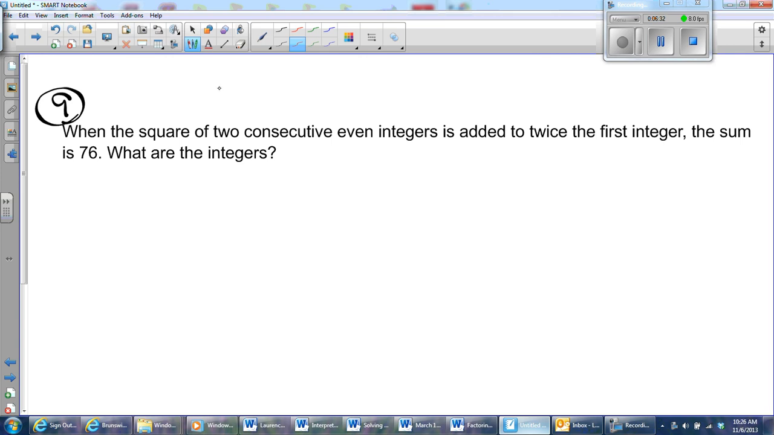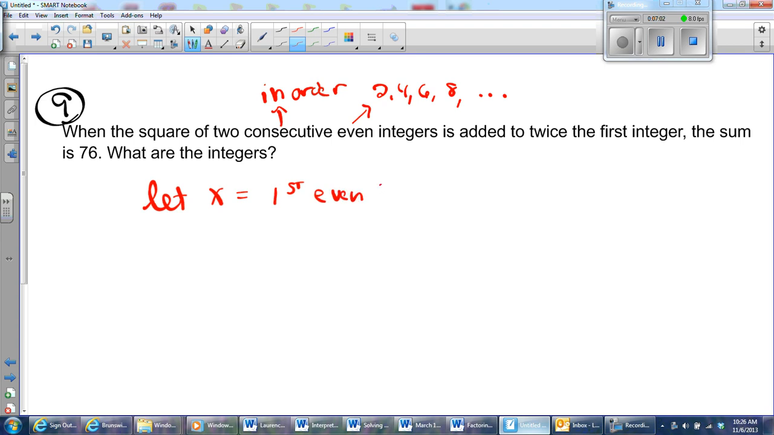Okay, problem number 9. When the square of 2 consecutive integers, first of all, what does consecutive mean? It means in order. Okay, even means we're going to be skipping the odds. For example, 2, 4, 6, 8, and so on, right? Okay, what is the first of 2 consecutive even integers? Well, I'm going to let x equal the first even integer. That Z symbol means integers.